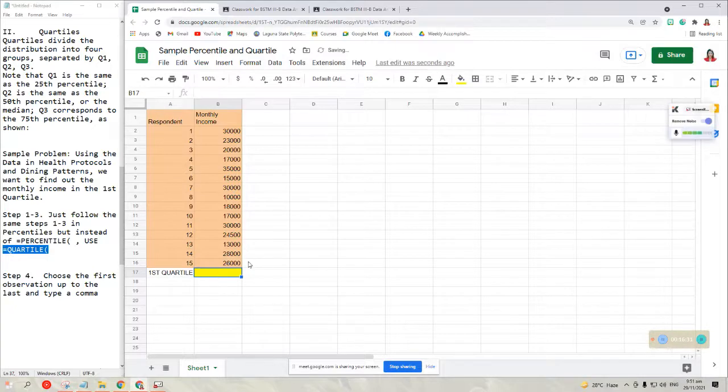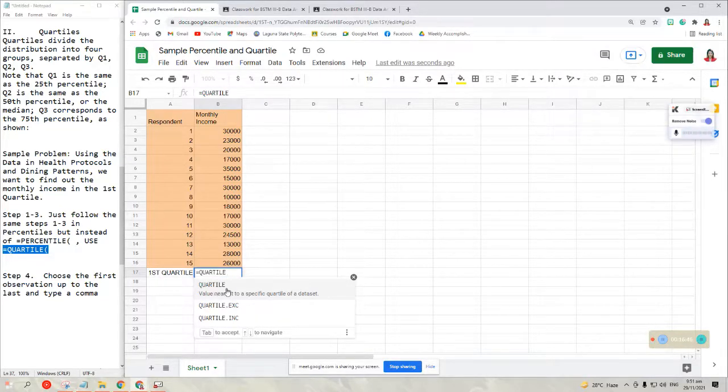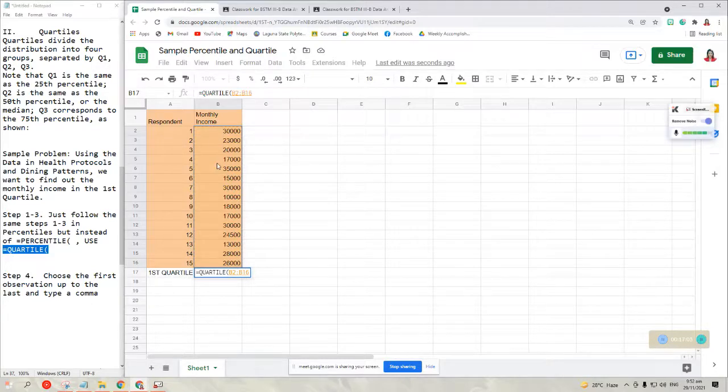Ayan. So, dito ko ulit siya gusto mapunta sa B17. So, I will just input equal and then type the formula quartile. Naglalabasan na po yung options. Pwede nyo i-click na lang yung option, double-click, or just input the open parenthesis or yung left-hand parenthesis natin. Again, lalabas yung highlighted na data. Ibig sabihin nang hihingi siya sa'yo ng set of observation. So, i-highlight mo lang yung first observation up to the last and then separate it with a comma. So, dito po ang atin ng expression ay B2 to B16, comma.